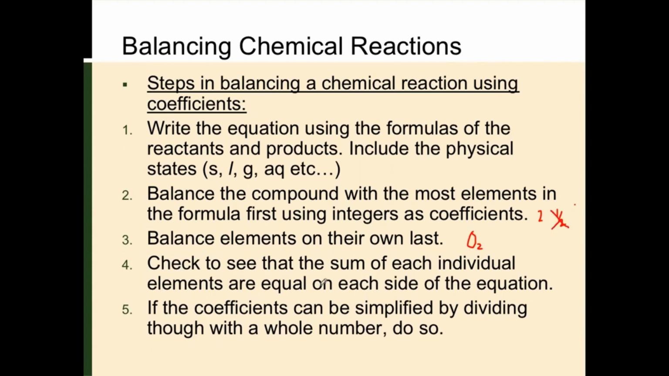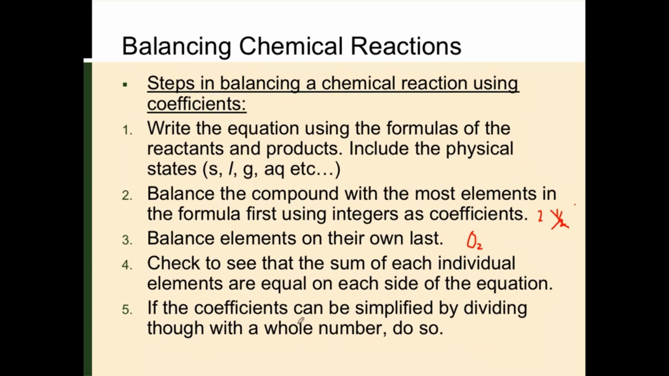Check to see that the sum of each individual element is equal on each side of the equation. We've already done a little bit of that when we looked at the aluminium oxide and the mercury oxide. We determined that we could say there were the same number of aluminiums and oxygens on both sides of the equation. By doing that, we can say that we are on the road to having a balanced chemical reaction.